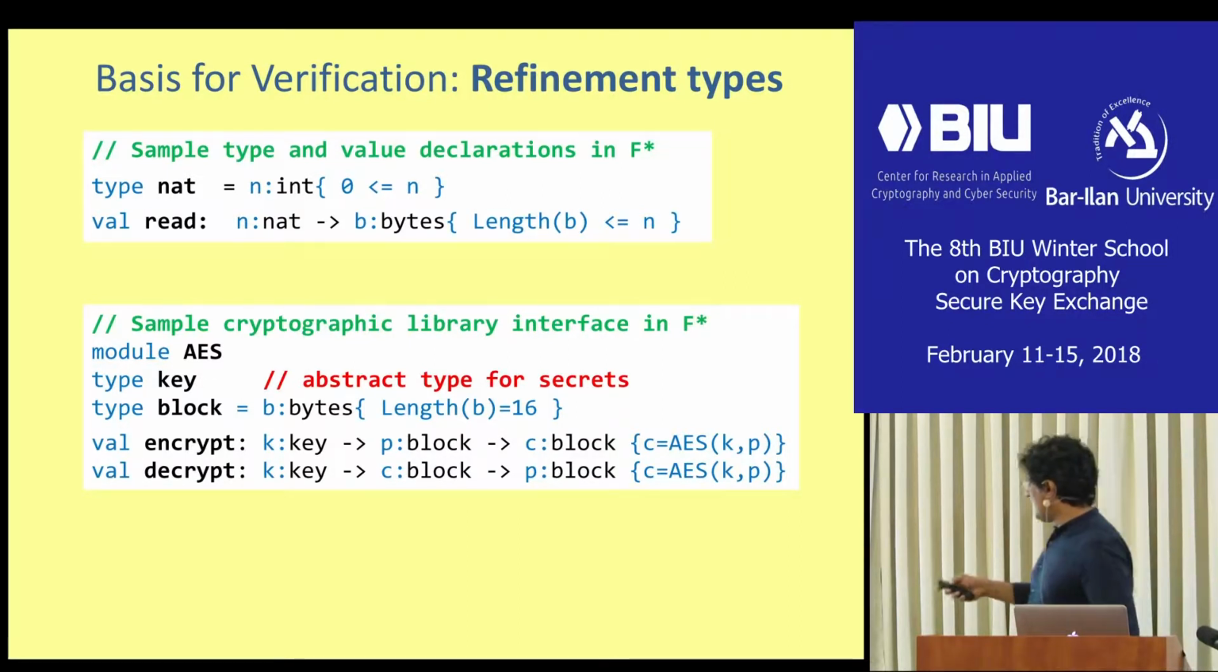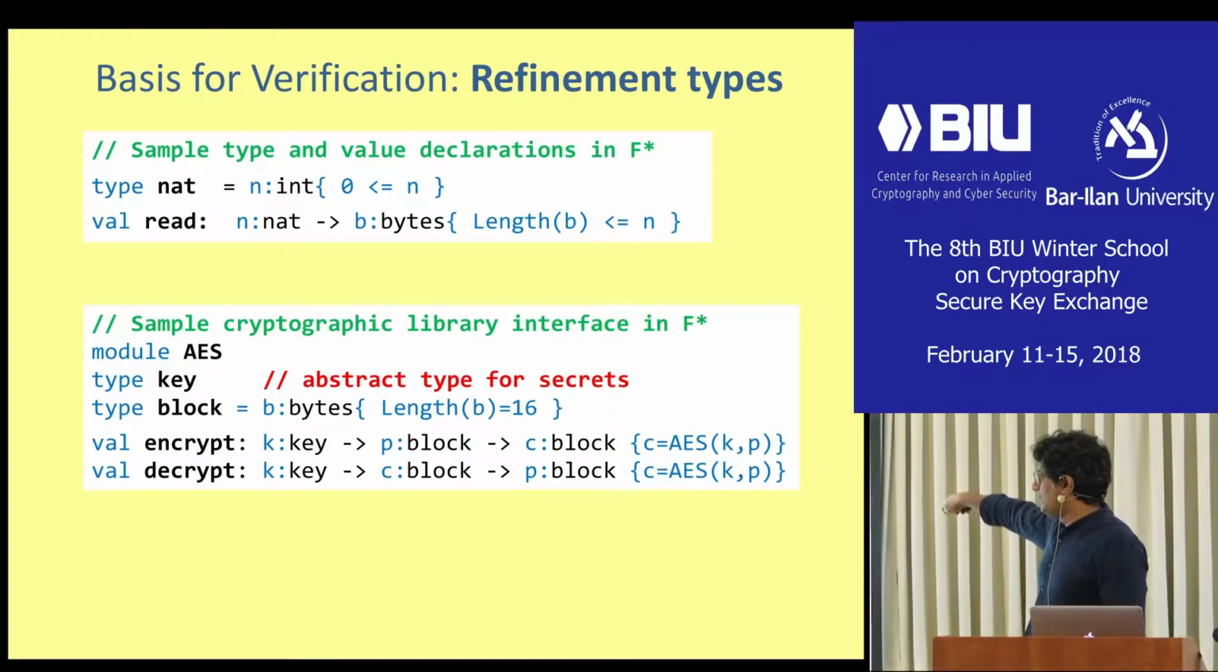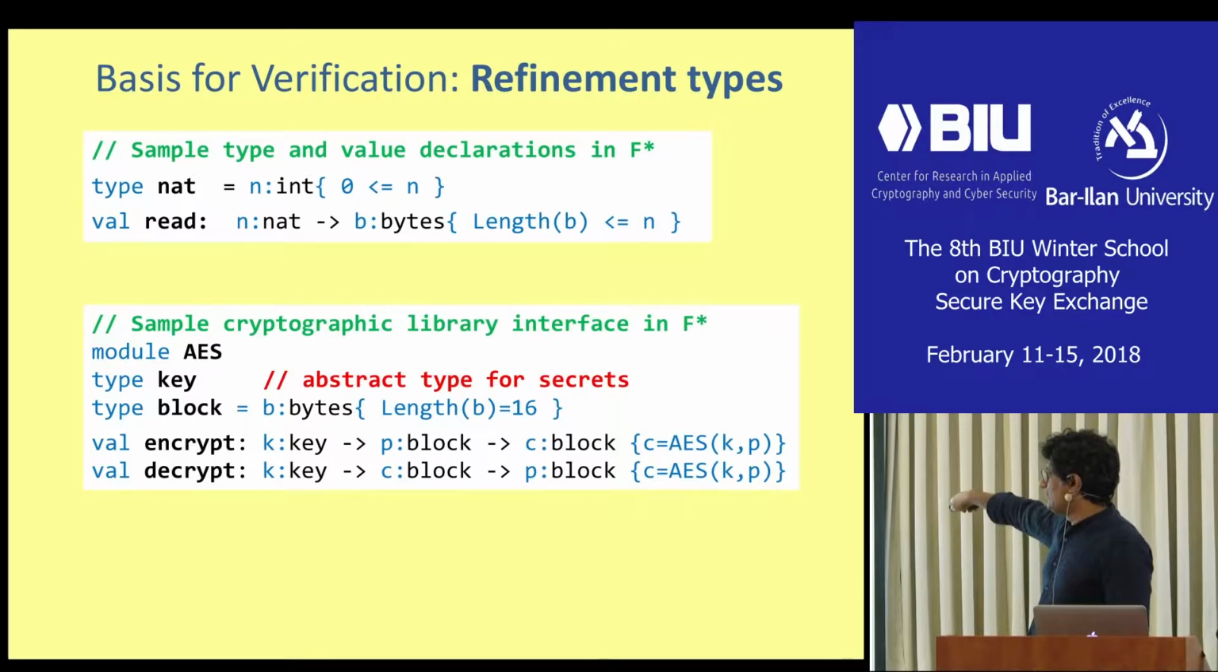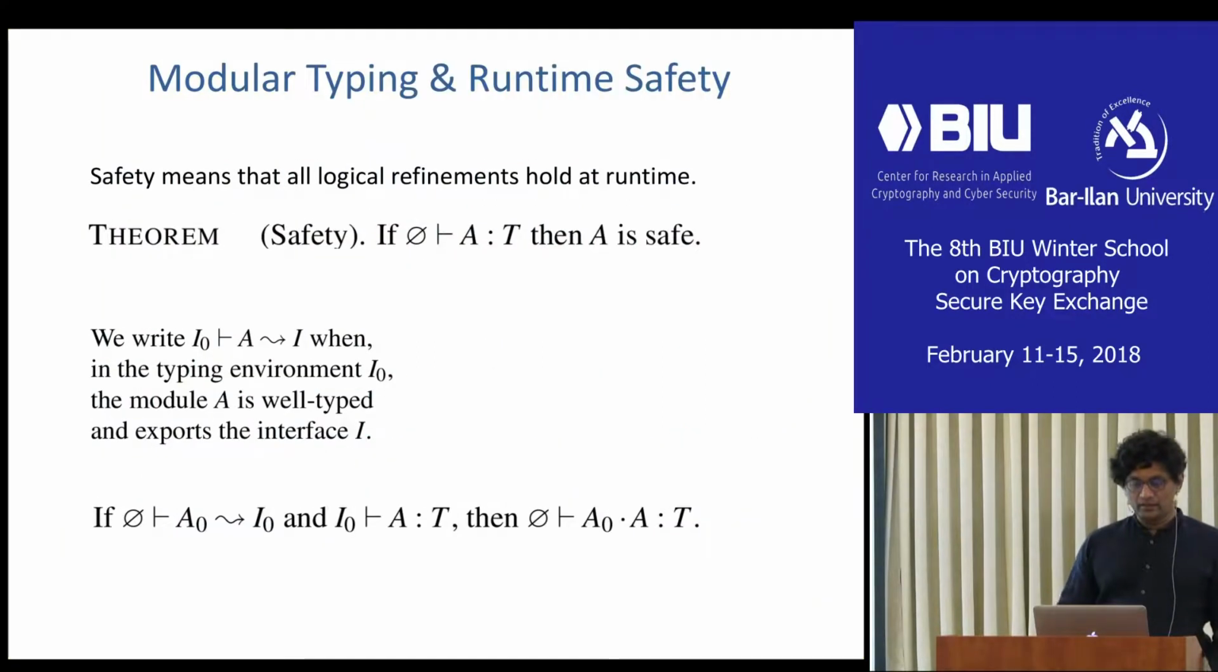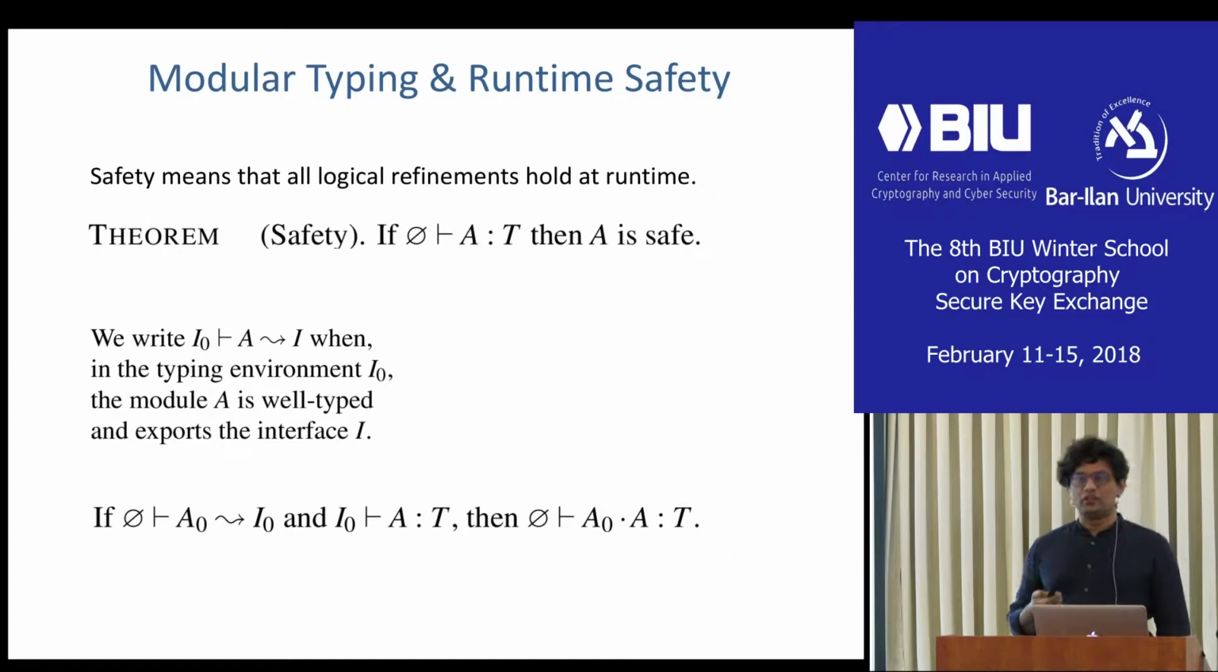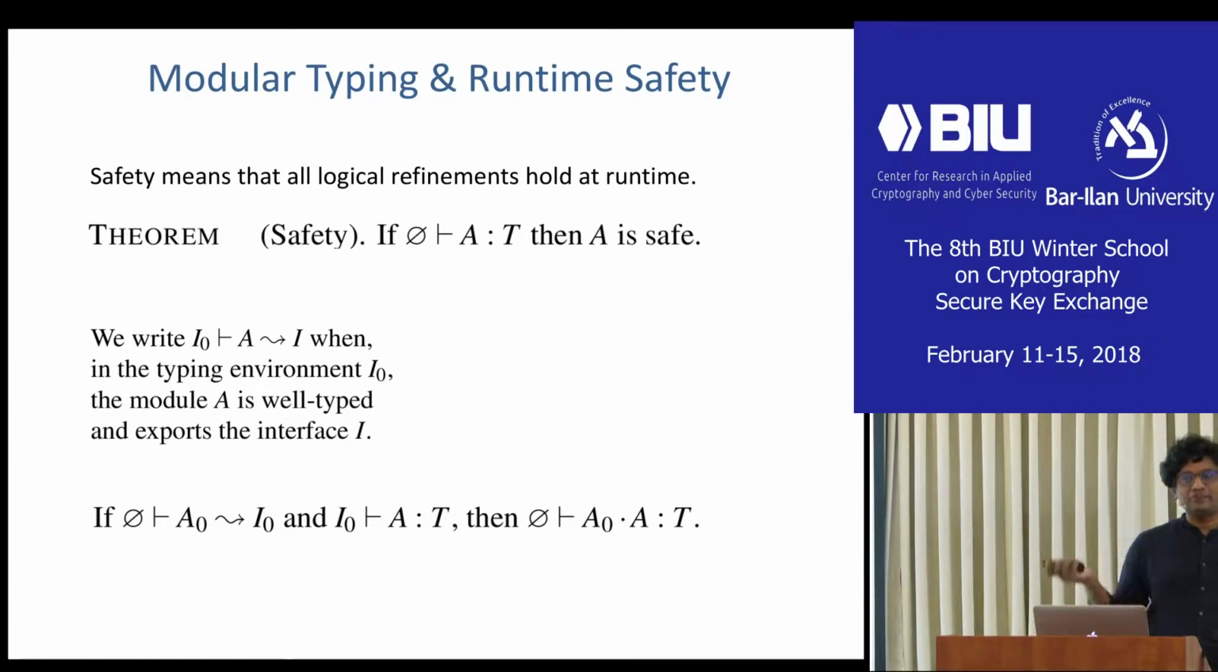So here there are implicit preconditions for encrypt, and the precondition is that you must give me a key and a block, which means that this one has to be of that type, and the block has to be some bytes of size 16, and the post condition is this, right? And what F star is going to do for us is that it's going to type check the code, which means it's going to prove that all the code satisfies their declared types.